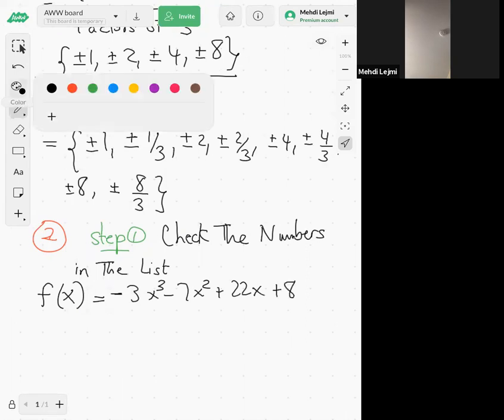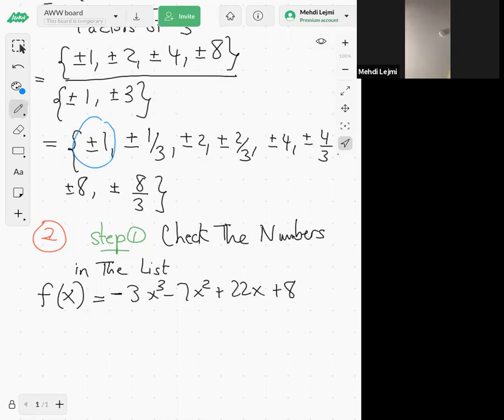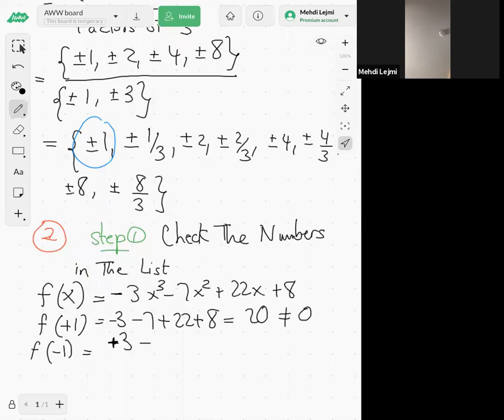So first number in the list, let's try plus or minus 1. Let's try positive 1. F of positive 1 is negative 3 minus 7 plus 22 plus 8. That will be 20, which is not 0. So positive 1 is not a solution. Now, if you try negative 1, negative 3 times negative 1 cubed will be positive 3. Minus 7 times negative 1 squared is negative 7. Minus 22 plus 8. That equals negative 18, which is of course not 0. So neither positive nor negative 1 are solutions.